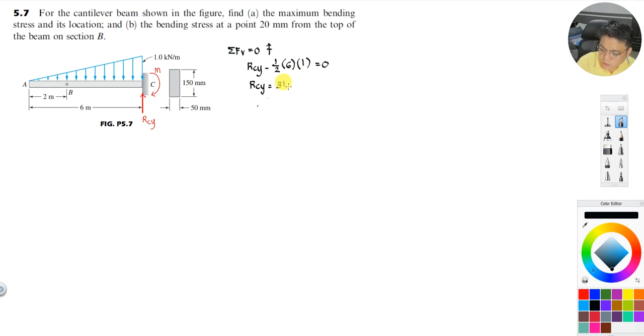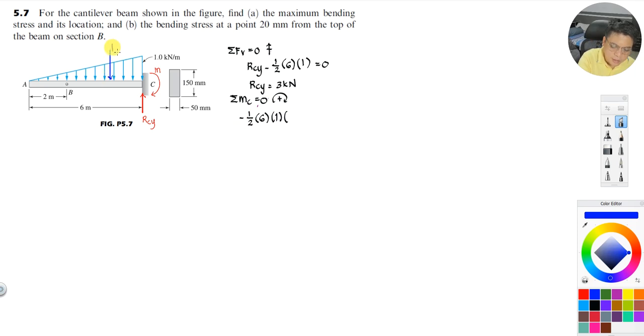3 kilonewton. Okay, so you can have this one, 1/2 of 6 times 1. Okay, next, I can have summation moment at C. Again, that would become equal to 0. I will take note this as positive clockwise. Okay, so other than that, I just have minus 1/2 of 6 multiplied by 1 multiplied by the moment arm. Okay, nasan ba kasi yun? Andito yun eh, somewhere here eh.